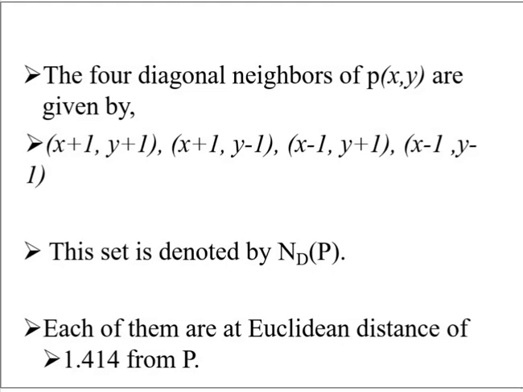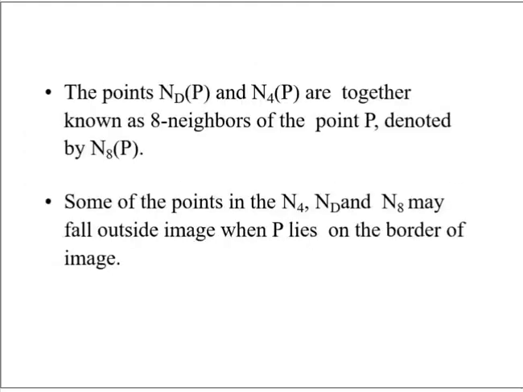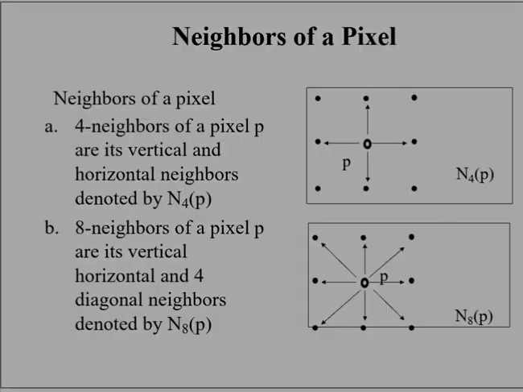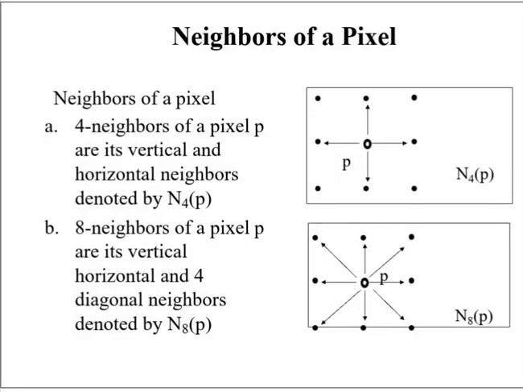The next topic is adjacency. Two pixels are connected if they are neighbors and their gray levels satisfy some specified criterion of similarity. For example, in a binary image, two pixels are connected if they are 4 neighbors and have the same value, 0 or 1. Let V be the set of intensity values used to define adjacency.